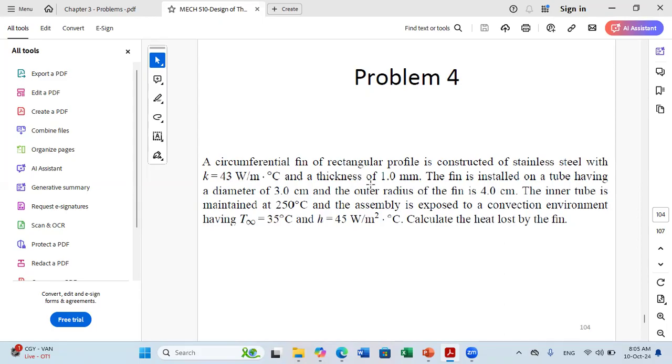The fin is installed on a tube having a diameter of 3 centimeters and the outer radius of the fin is 4 centimeters. The inner tube is maintained at 250 degrees and the assembly is exposed to a convection environment having T infinity equals 35 degrees and a convective coefficient h equal to 45 watt per meter square degrees. Calculate the heat loss by the fin.